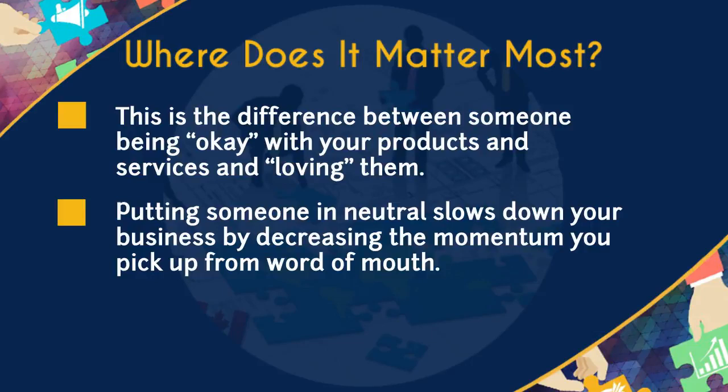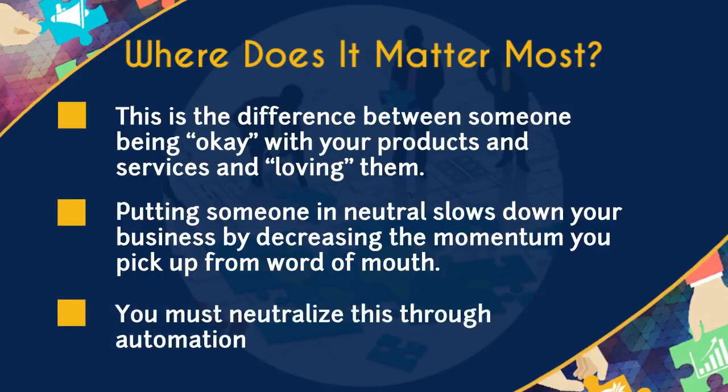And if, for whatever reason, you just make them okay or put them in neutral, what it does is slow down momentum. Momentum means people are saying, wow, this is great. They're going out and telling other people. They're giving you positive mentions. All of that momentum makes more sales for you. All of this automation will matter, and you will see it show up in additional sales. So you and I have got to neutralize as much of this as we can through automation.